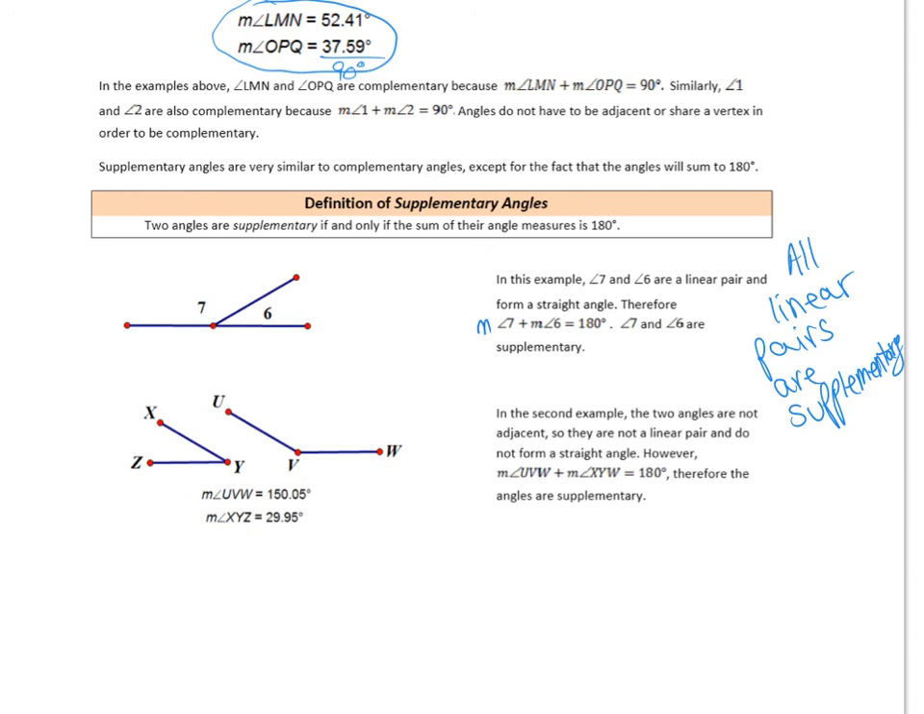However, I can still have supplementary angles that are not linear pairs. Here, these 2 angles definitely don't touch, so they're not a linear pair. But they are still supplementary. So, all linear pairs are supplementary, but not all supplementary angles are linear pairs.